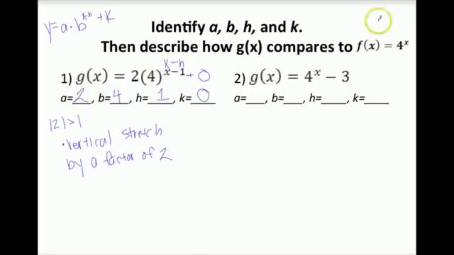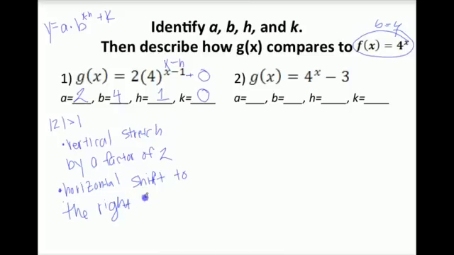Now b is the same as b in f of x. Here b is 4 as well, so there's no change there. H though is 1, and since h is positive, there's a horizontal shift to the right 1 unit, excuse me. So we say horizontal shift to the right 1 unit. So that's our transformation of number 1.